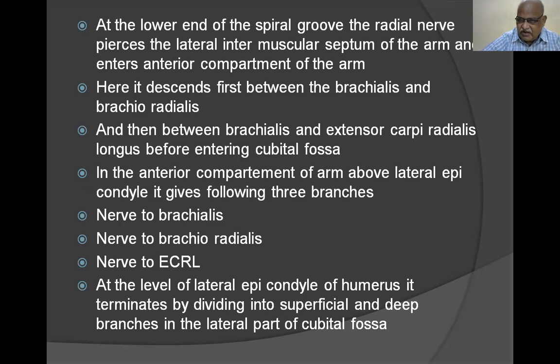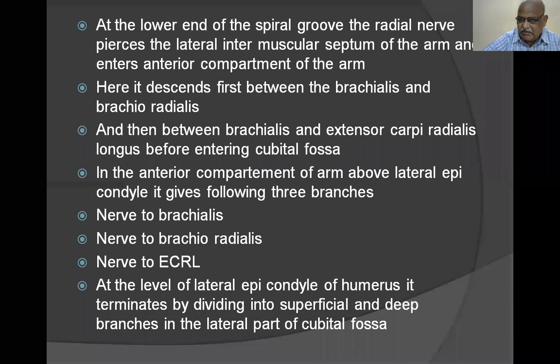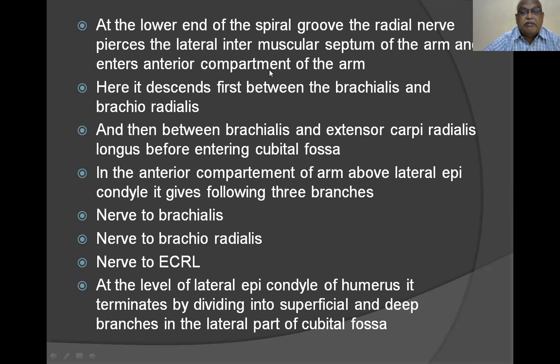The ulnar nerve is an anterior nerve that pierces the intramuscular septum at the insertion of the coracobrachialis in the arm and enters into the posterior compartment of the arm. So, the radial nerve pierces the intramuscular septum of the arm and enters the anterior compartment of the arm.